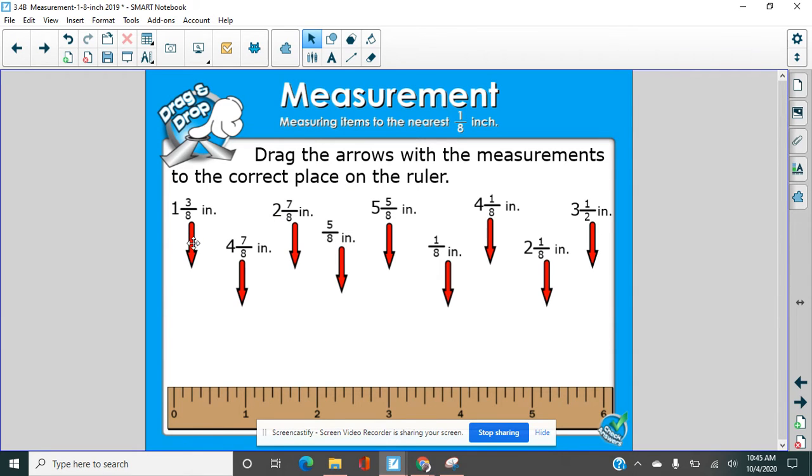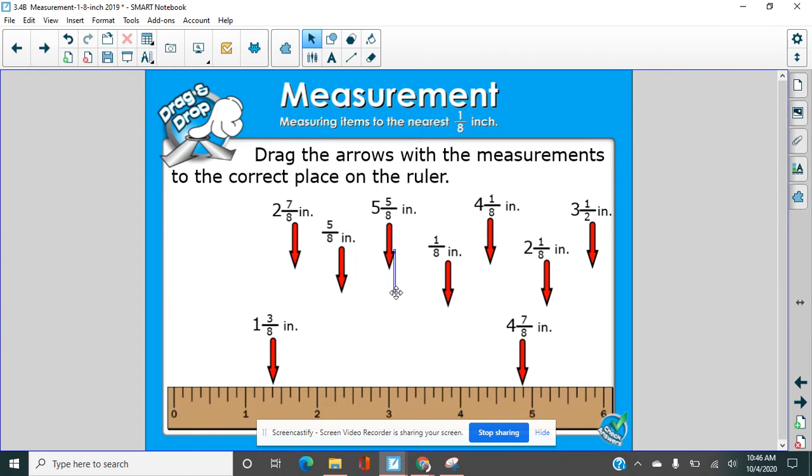All right, so we have a lot of these here. Here we have 1 and 3/8. So I know that this is more than 1, but less than 2, right? So it's going to be in here somewhere. So let's count 1/8, 2/8, 3/8. So this 1 and 3/8 would go right here. How about 4 and 7/8? Well, that's going to be more than 4, but less than 5. 1/8, 2/8, 3/8, 4/8, 5/8, 6/8, 7/8.